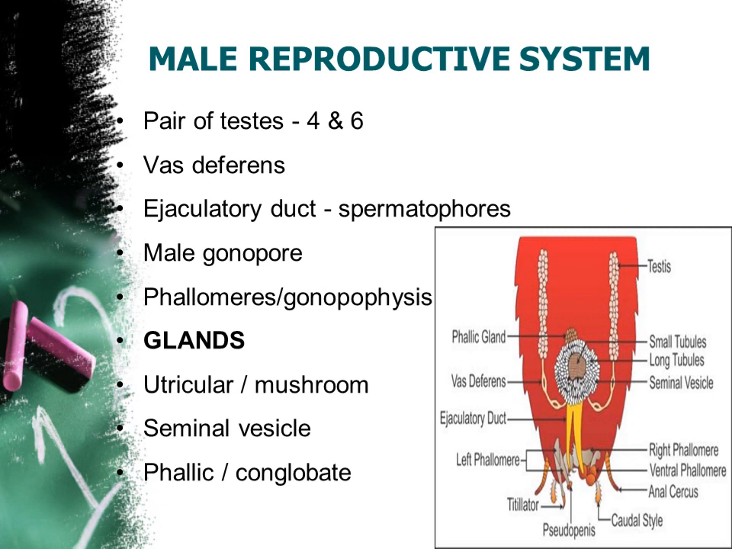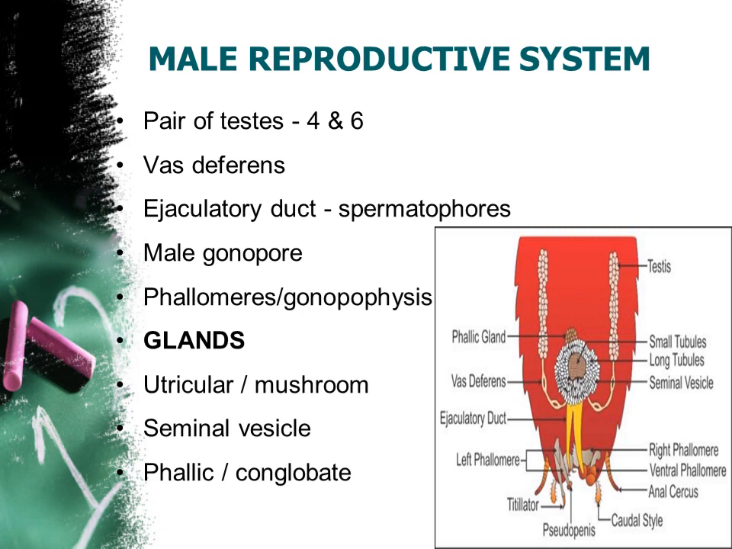The third one is the phallic or conglobate gland. Phallic or conglobate gland. Can you watch? This gland is located above this mushroom shape or utricular gland. Can you watch the phallic gland?